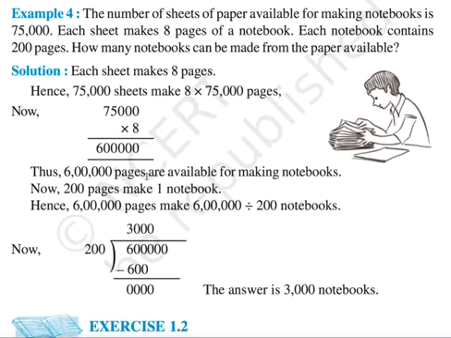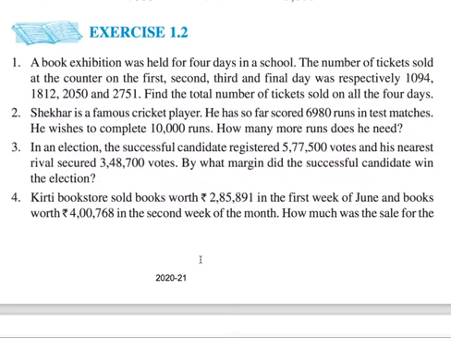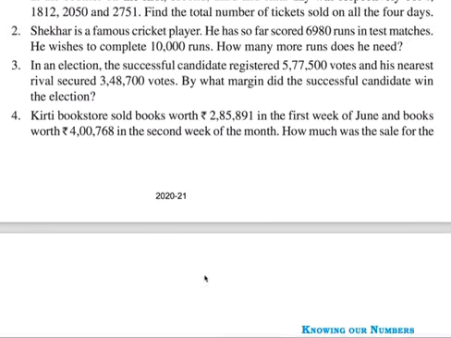The number of sheets of paper available for making notebooks is 75,000. Each sheet makes 8 pages of notebook. Each notebook contains 200 pages. How many notebooks can be made from the paper available? Then 75,000 into 8, divided by 200. 0, 0 will cancel out. 3,000. So 3,000 notebooks.